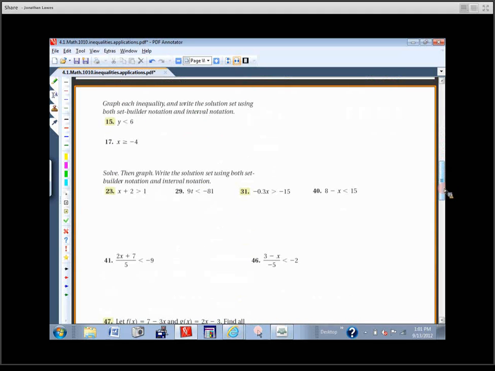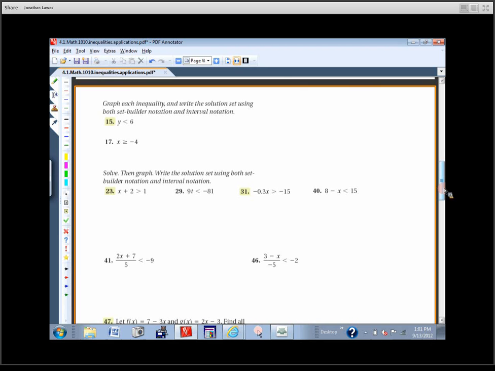Okay, let's take a quick look here. These are problems that I pulled out of the textbook. It says, graph each inequality and write the solution set using both set builder notation and inequality notation. Is this hard? Go ahead and do one or the other. I don't care which, but make sure you get it right. Compare your answer with your neighbor.